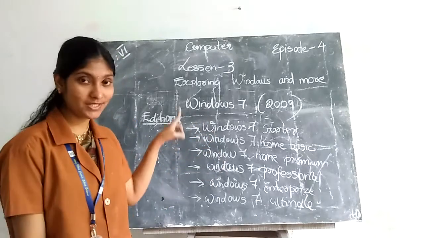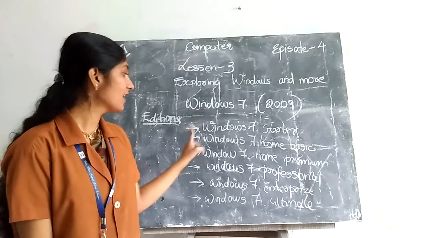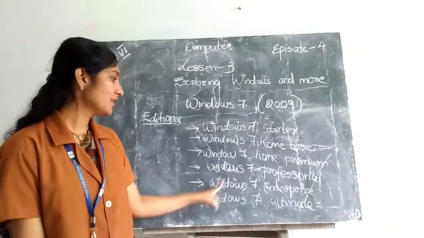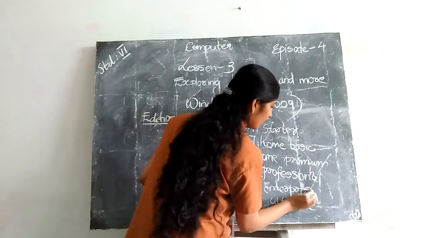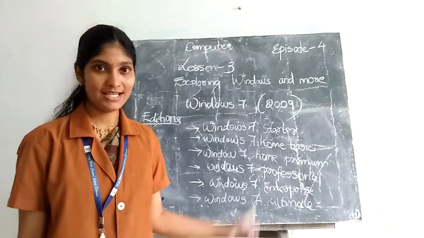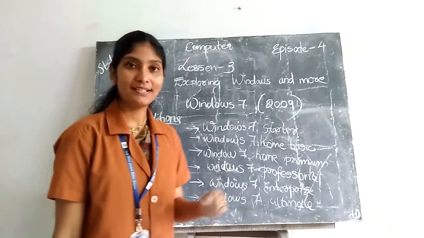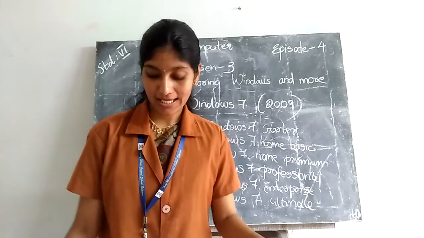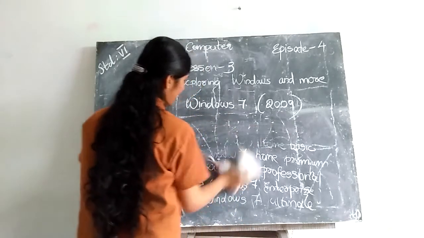Windows 7 Starter, Windows 7 Home Basic, Windows 7 Home Premium, Windows 7 Professional, Windows 7 Enterprise and Windows 7 Ultimate. These are the 6 editions of Windows 7. Then let's go to another version of Windows, that is Windows 8. So the next version is Windows 8.